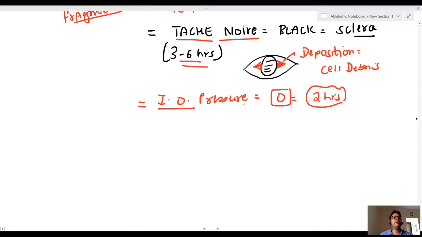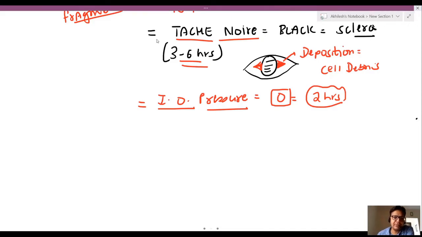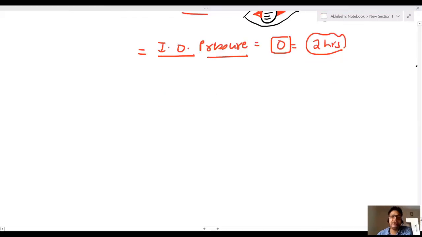So anyways, I am revising this. Kevorkian sign is railroading phenomena. Then potassium increases in vitreous humor. Tachyneuria are seen as black color change of the sclera part, seen in 3 to 6 hours. And the last but not the least, intraocular pressure becomes zero after 2 hours. So these are the changes.